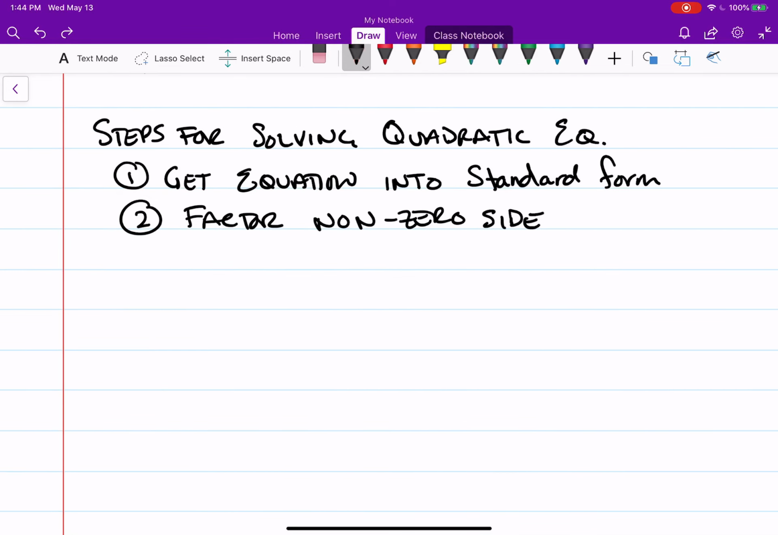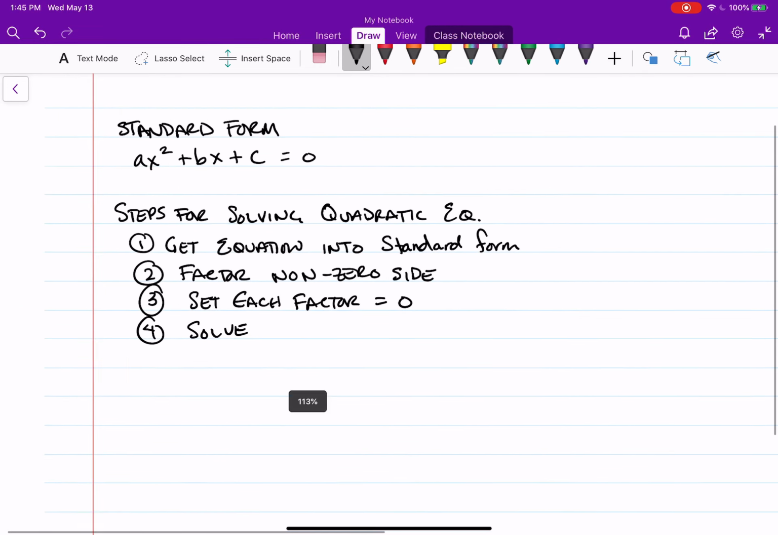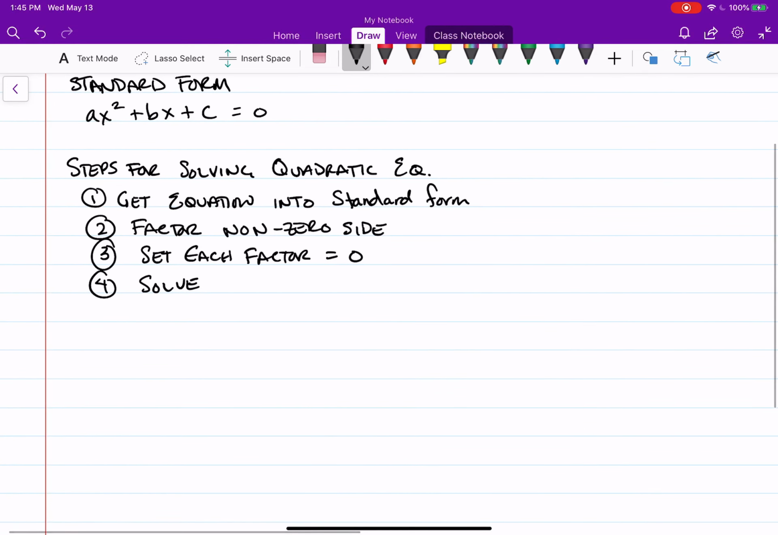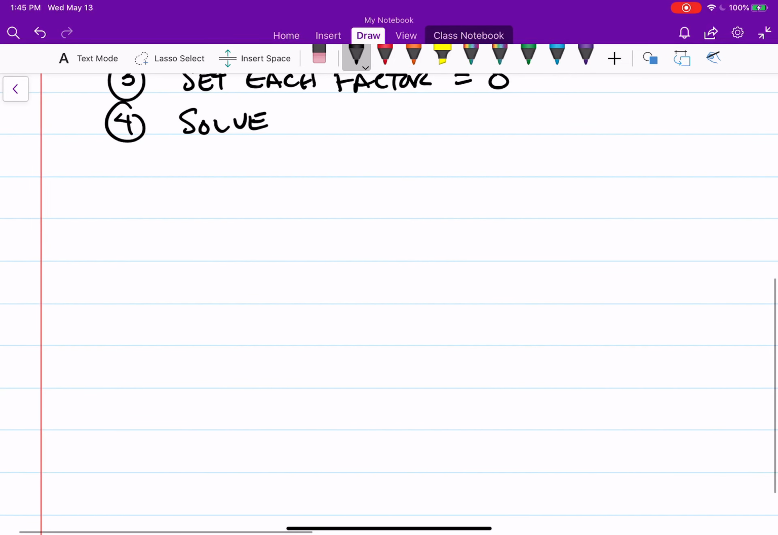Step 3, set each factor equal to 0. And 4, solve. Okay? All right, so before we even get into an example problem, let's review. Okay? Let's review factoring.